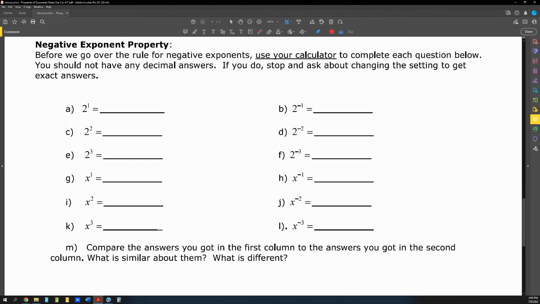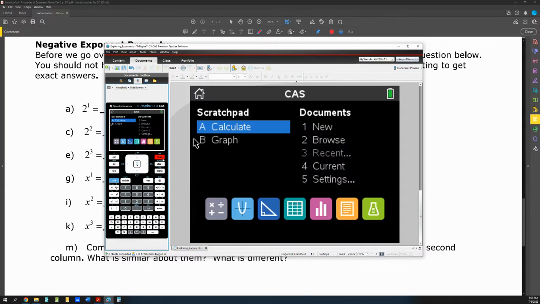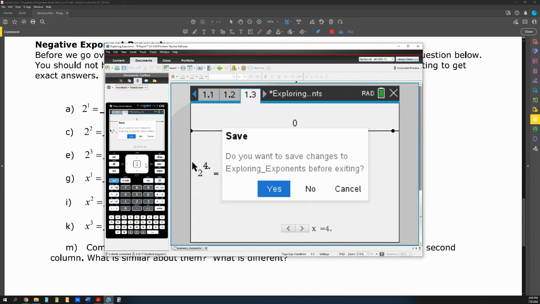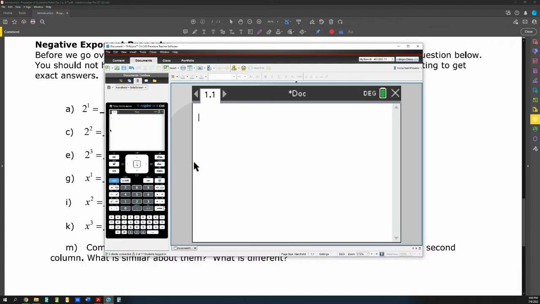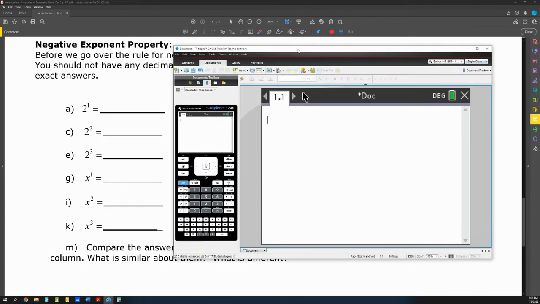Now let's explore negative exponents. So let's go ahead and use the Inspire to evaluate each of these here. We'll start with the left-hand column. I'm going to exit out of this program, start a new document, and not save this. Then I'll go to calculator and evaluate 2 to the 1. So 2 to the first power is equal to 2.